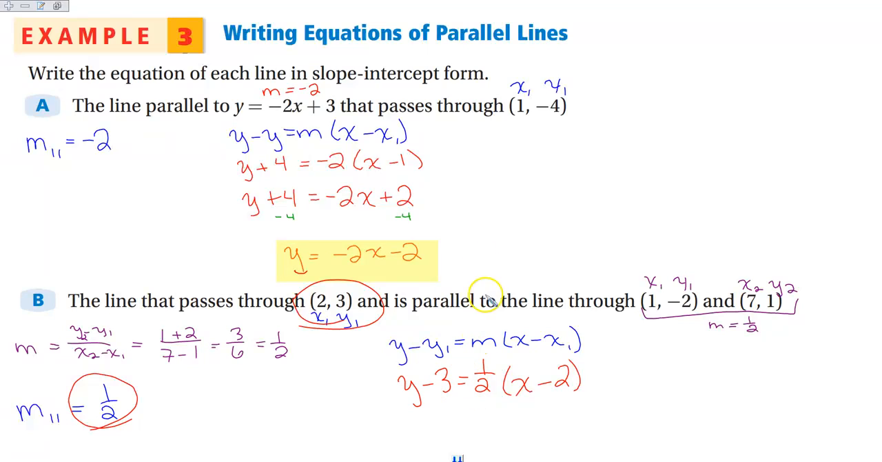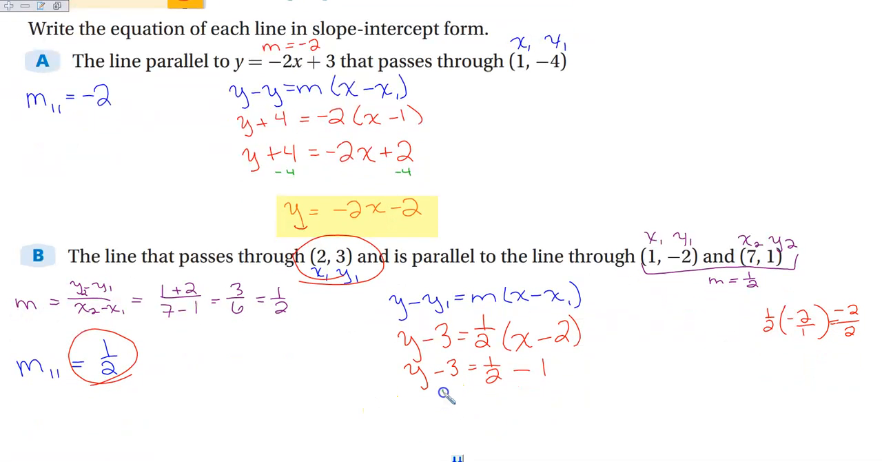All right, so again, I want this in slope-intercept form. That means I need to distribute my 1/2. So I'm going to have 1/2 x minus 1/2 times 2. I don't know why I did it minus. 1/2 times a negative 2 is the same thing as saying negative 2 over 2. So across the top I'm going to have negative 2, across the bottom I'm going to have 2, so this is a negative 1. Just a quick reminder.